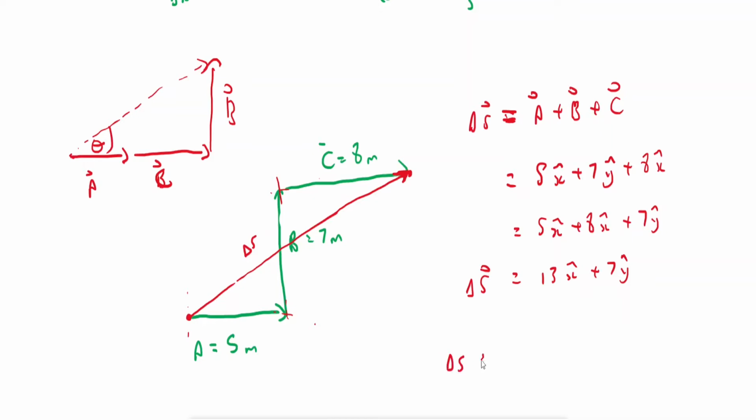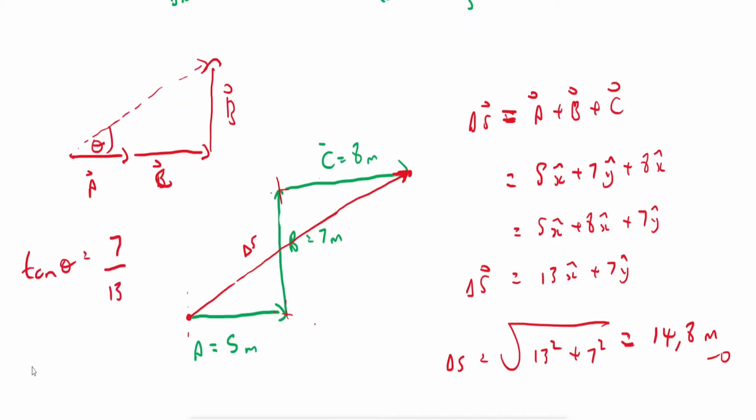If you want the magnitude of that, it's just whatever is on the X, which is 13 squared, plus whatever is on the Y, which is 7 squared. So 13 squared plus 7 squared, and this is 14.8. If I wanted theta, I would just say tan of theta is going to be whatever is on the Y, which is 7, over whatever is on the X, which is 13. Then my theta is going to be equal to 28.3 degrees. That's basically what my theta is going to be. So these are different ways you can find this. All right, so let's move to another component.